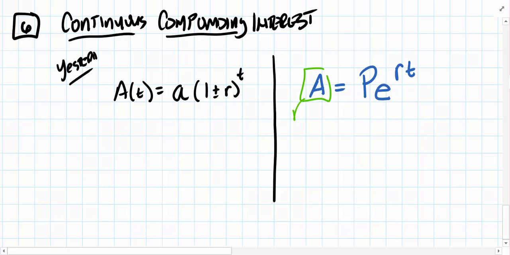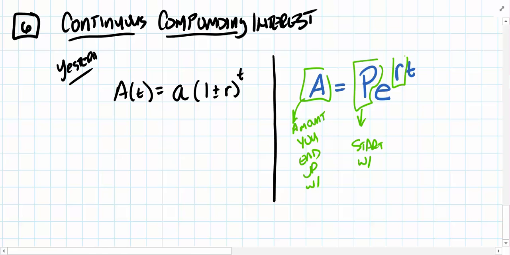Is P e its own thing? This P right here is your principal, or what you start with. It's kind of like A, exactly. r is your percentage rate as a decimal. And then, of course, t is your time in years. Okay, so we have all these pieces. Oh, and then there's this e. Well, e is just e, which is approximately 2.718, blah, blah, blah.